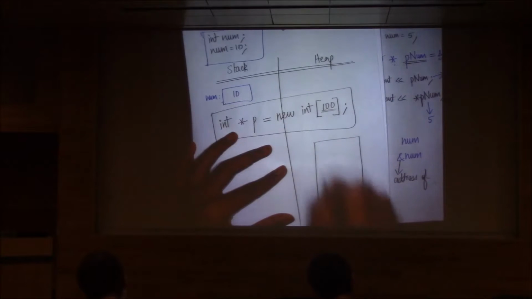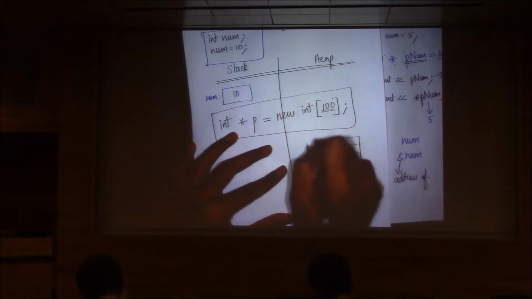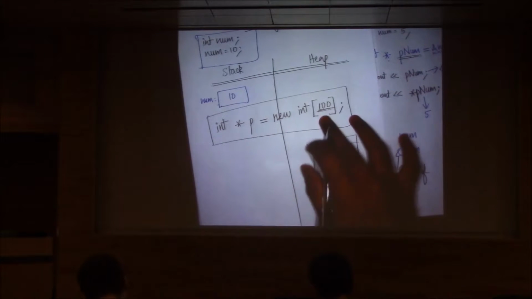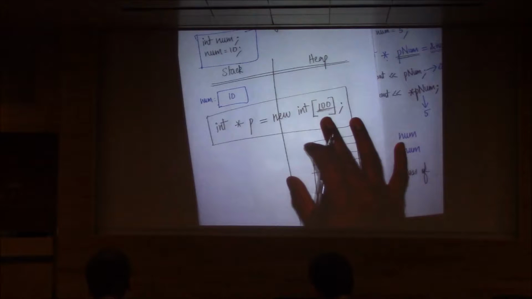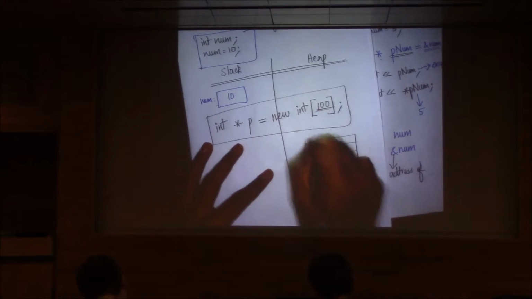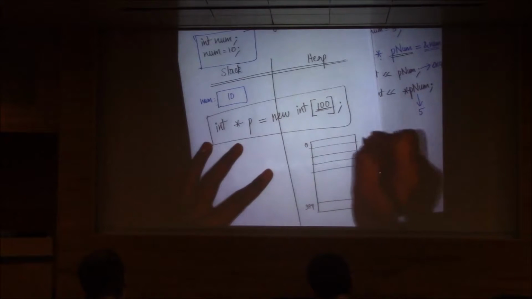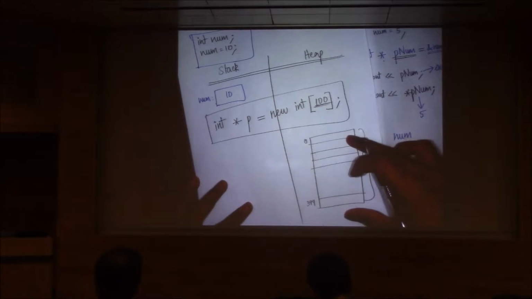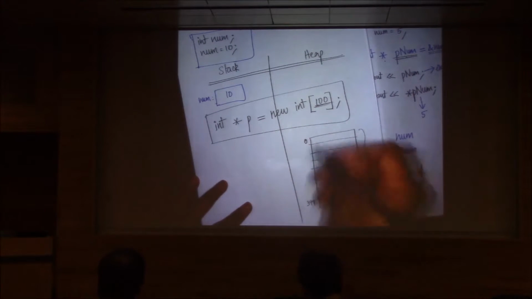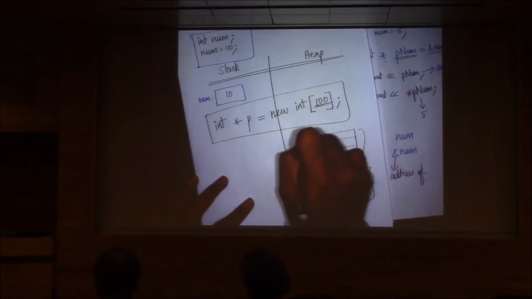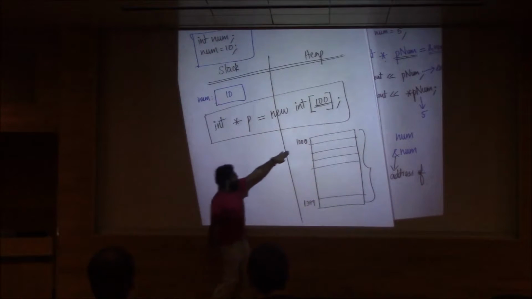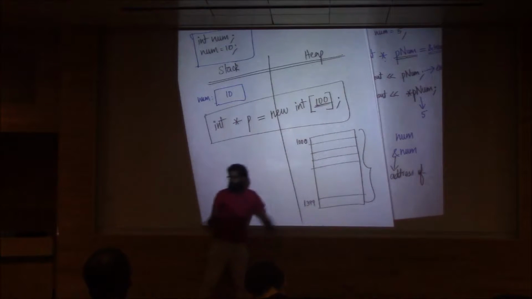For 100 integers we would need 400 bytes, because each integer takes 4 bytes. So 0 to, let's say, 399, these 400 bytes of memory would be created on the heap, and let's say the first address of this memory starts at 1000, so it is 1000 to 1399. The address 0 is usually reserved by the operating system, so it's giving you the memory from 1000 to 1399.